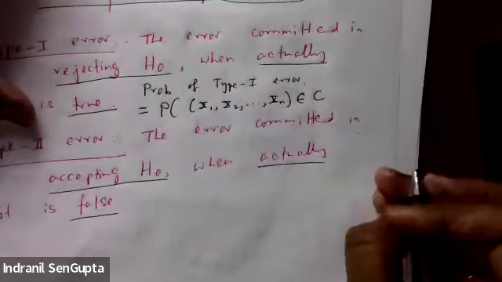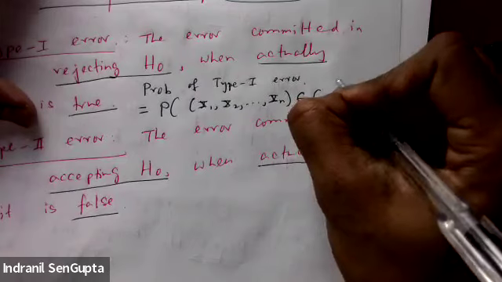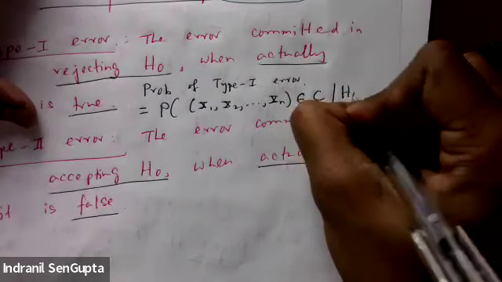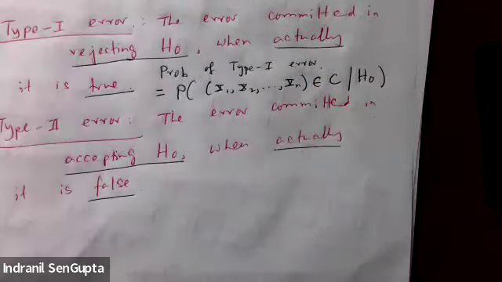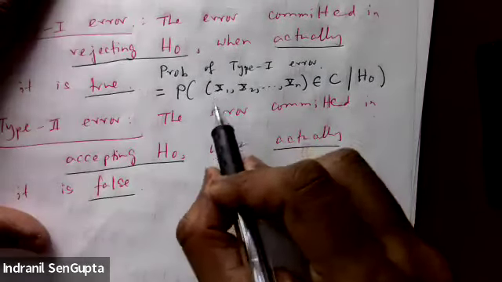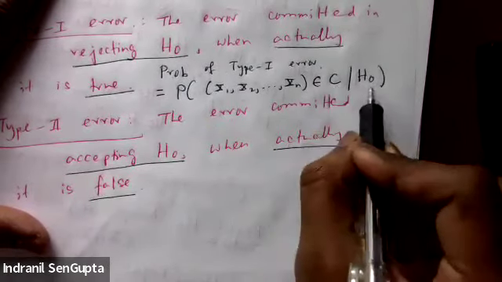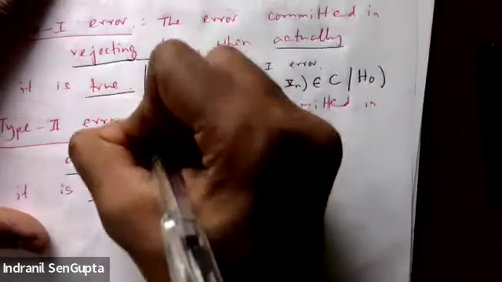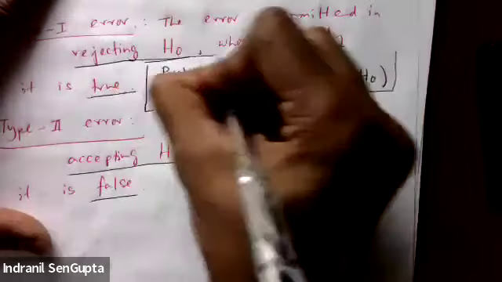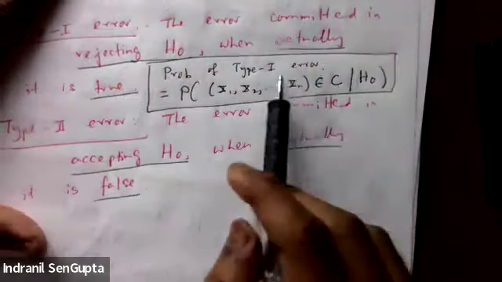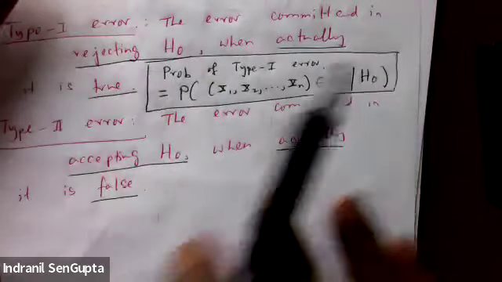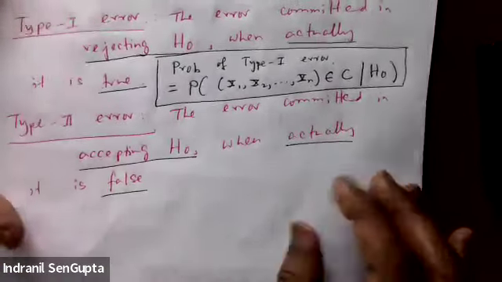However, this is under the assumption that the null hypothesis is true, so it's given H0. So one way of writing the probability of type 1 error is: your sample belongs to the critical region, but actually H0 is true. Well, again, don't worry too much. We'll be discussing this in more detail when we do some examples.